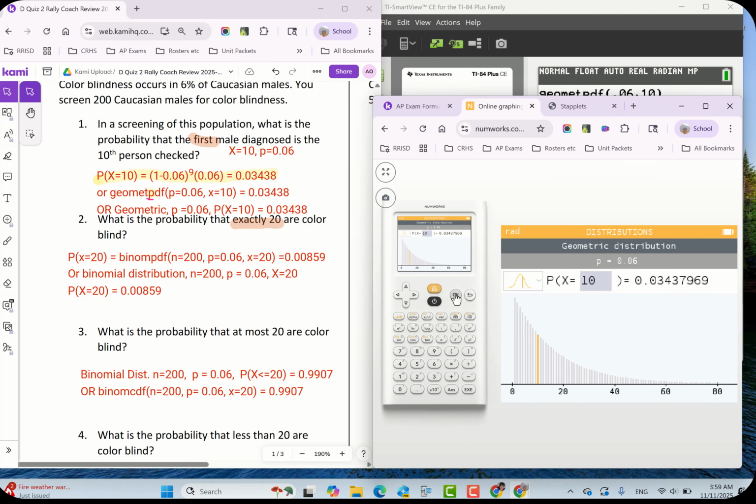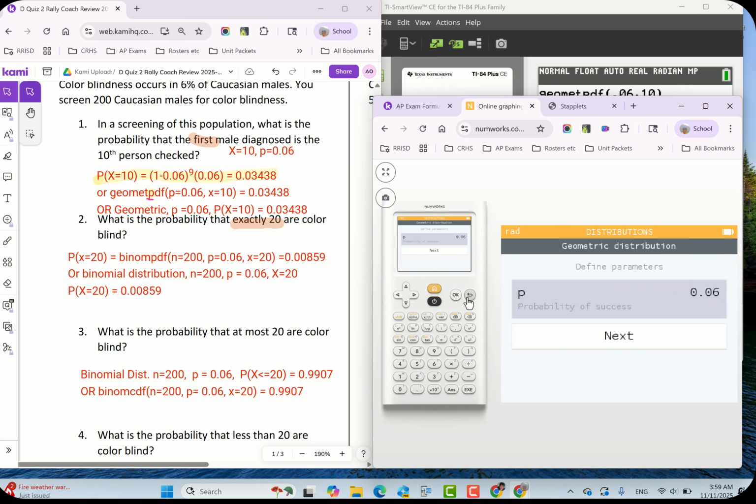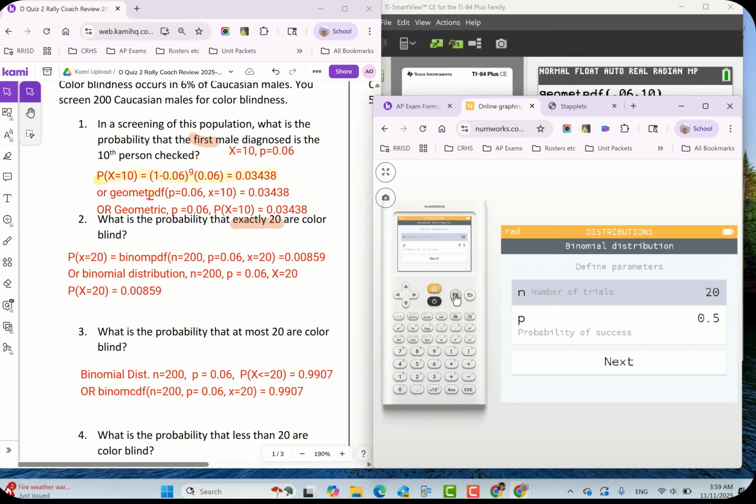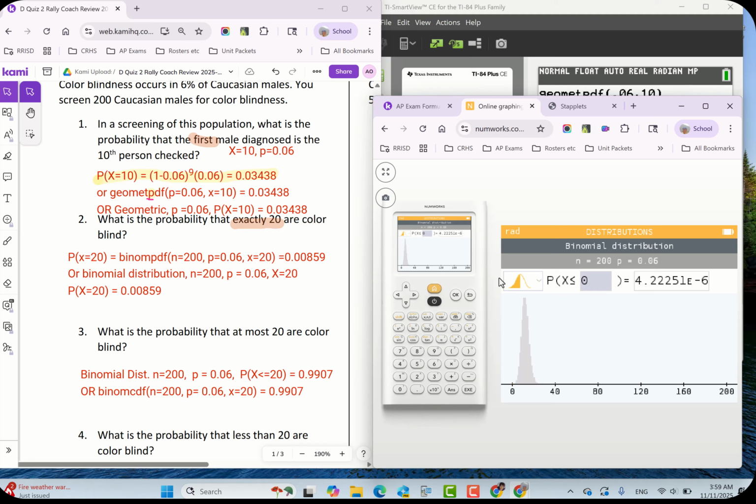So on the NumWorks, to go back on your distribution, you hit this little back arrow. We want binomial. And we know it's binomial because we actually have a number of trials. We have 200 trials. And by the way, if you don't have that n and you go to binomial, you're like, oh, it really wants that binomial. Probability of success is that. And we want an exact, so we need to go back here and change it to this exactly one value. And we're doing it 20. And there you go. That's it. And you can see it shows a little line right there on the screen, and you can say that that's what you're looking for.